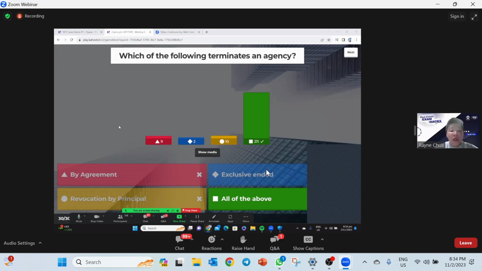Exclusive, in our field of work, is usually 3 months. So at the end of 3 months, this agency relationship can also end. Revocation by the principal: if the client is not happy with our service, they want to terminate the agency relationship, that is also possible. Similarly, this can be terminated by the agent. We can also terminate an exclusive if we find that the client is very difficult and we cannot work for the client anymore. So the answer is all of the above.